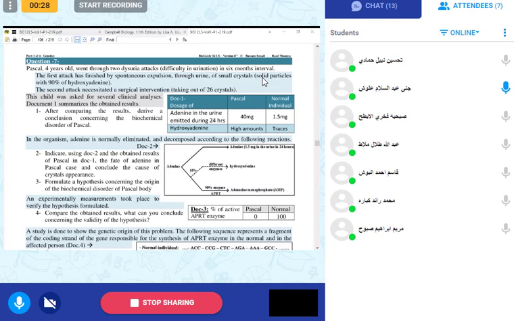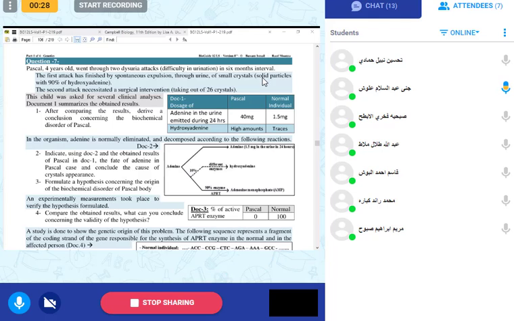In addition, hydroxyadenine should be traces in the normal individual, while in Pascal it's a high amount. Yes, higher than the normal individual who has traces. So, what could be the conclusion here, you think?